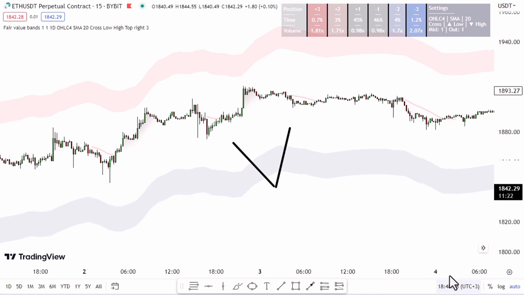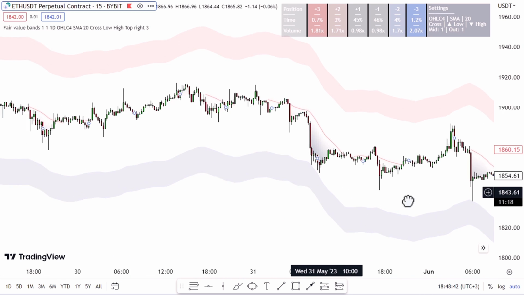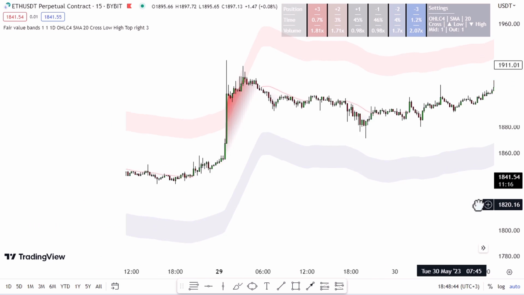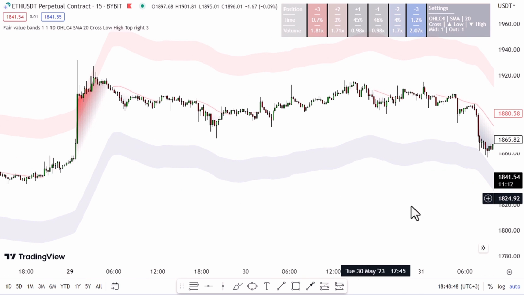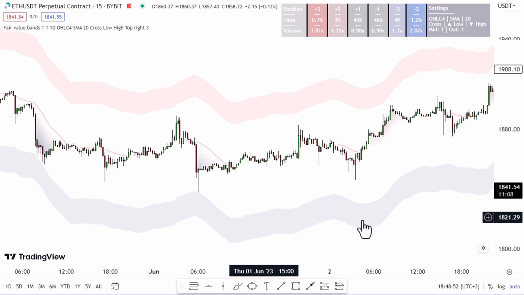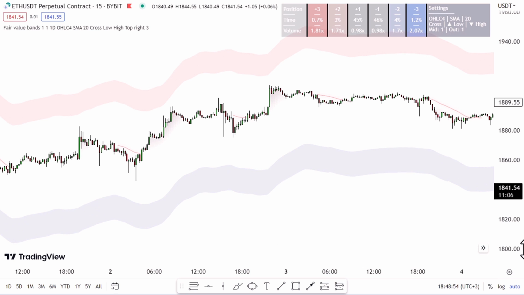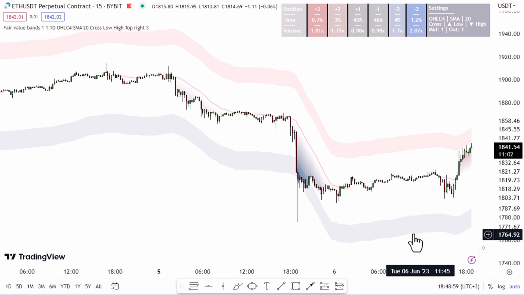It also indicates when the price is deviating from the mean, indicating that the price is outside of what's considered fair value. This basically means the further away the price gets from this middle line, the higher the probability of it coming back or the trend reversing entirely. This is the basis of our trend reversal strategy.